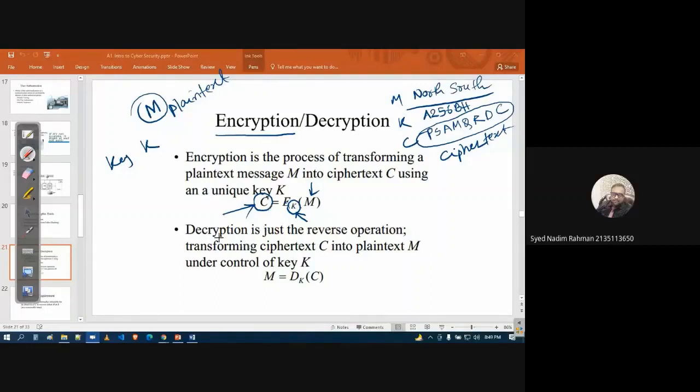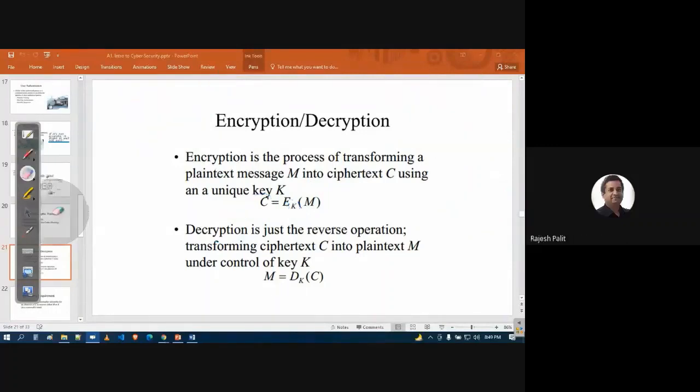Now, what is decryption? It is the opposite process. The receiver gets the cipher text, and using an operation called decryption and a key, he or she can produce the original message, or M. M is the plain text, right? So this is decryption. Encryption and decryption. Any question?